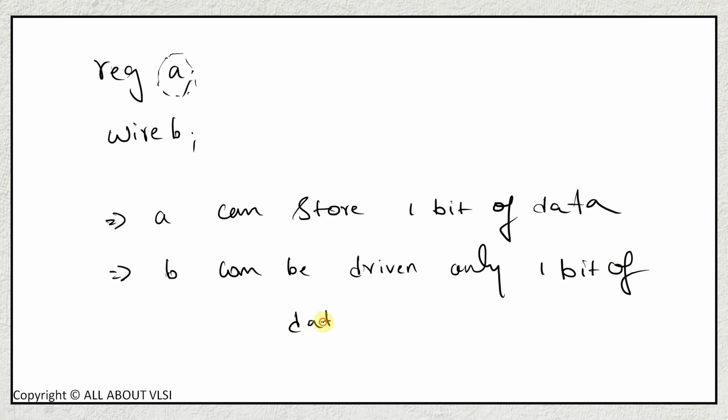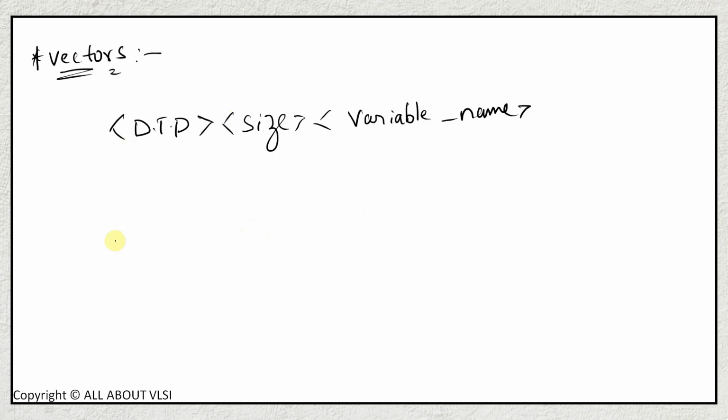That's it. So A can only store one bit of data and B can be driven by only one bit of data. If we want to store more than one bit of data inside A, or drive more than one bit of data inside B, then we are going to use our concept of vectors. First we should mention the data type. In this case I will mention it as a reg, and the size. Here the size is very important. You can mention the size from MSB down to LSB.